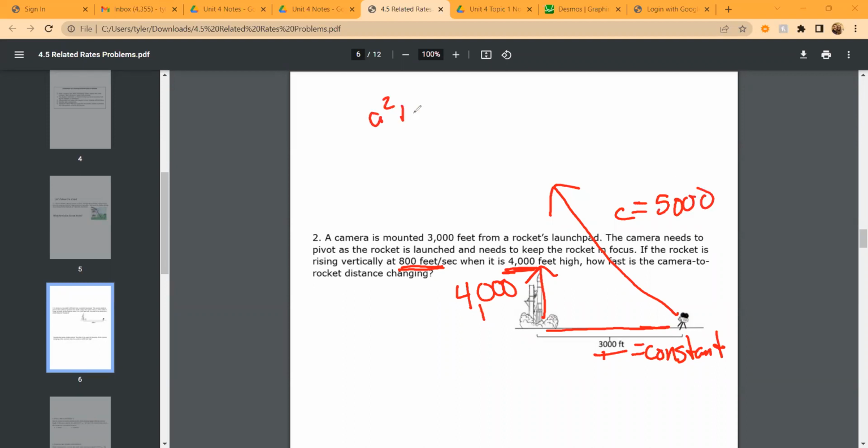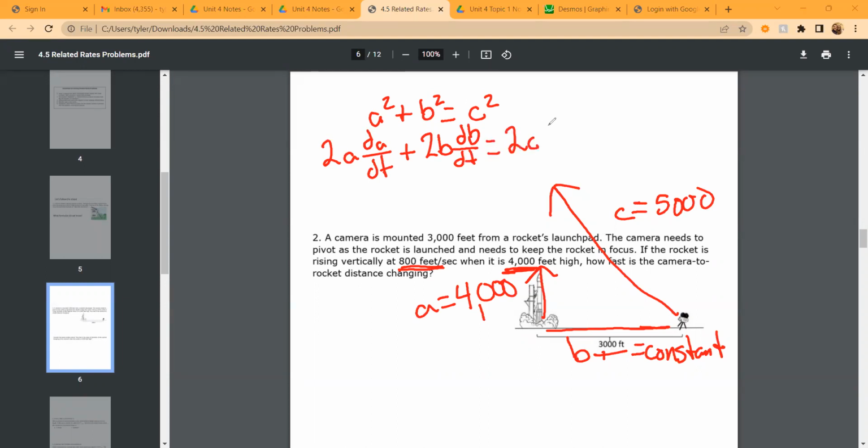And we say, okay, well, let's do our equation. Again, A squared plus B squared equals C squared. And now we just differentiate. The great part here is let's call this A and let's call this B. In this case, I'm doing it to show you the work, but dB/dt is 0, right? That camera is staying constant away from the rocket, and so we don't really have to worry about that. But if you want to keep it there, you can. Sorry, A is 4,000, dA/dt is 800.